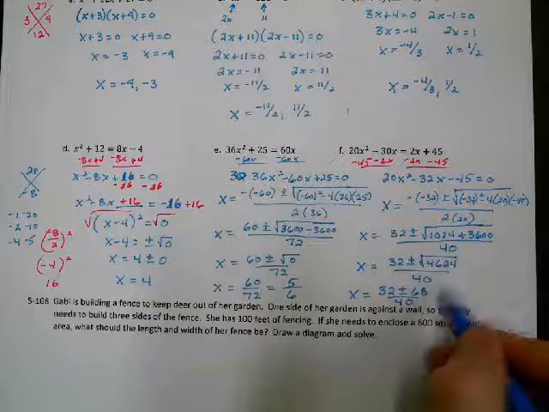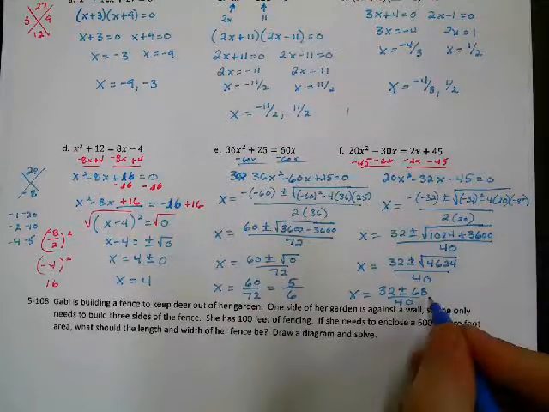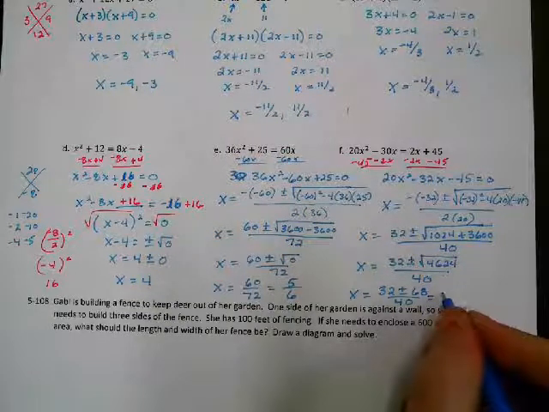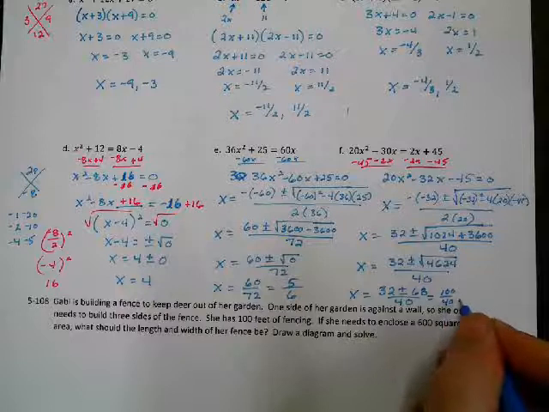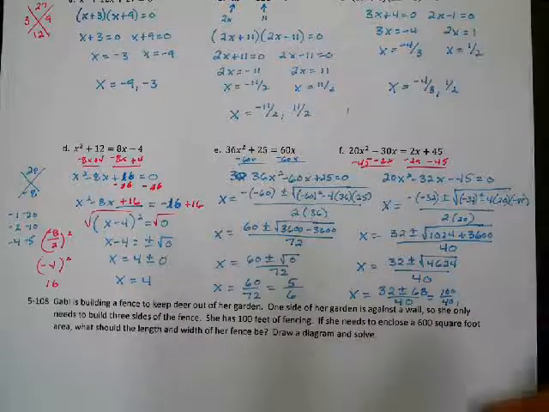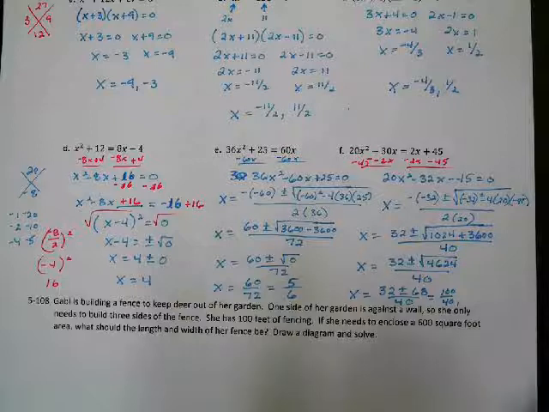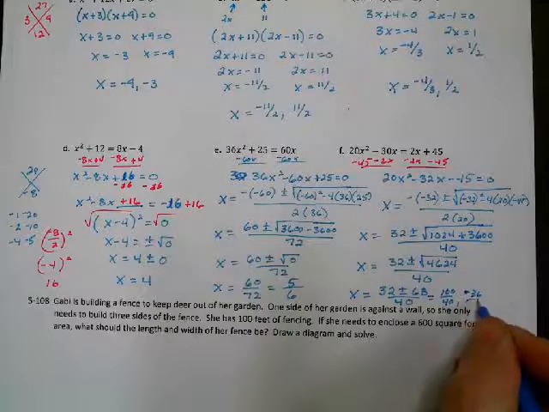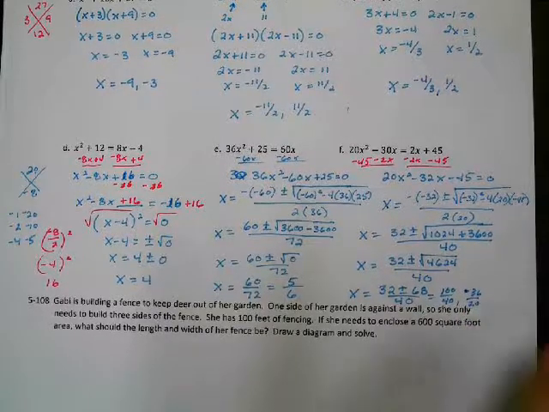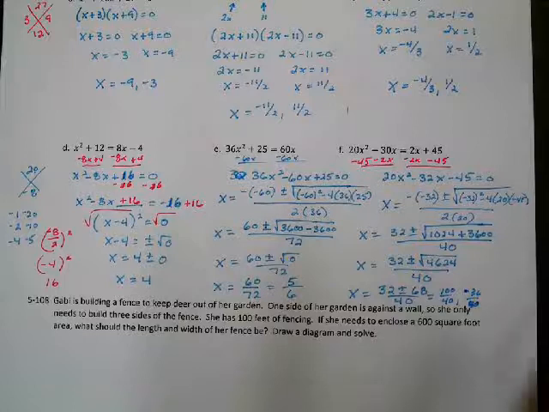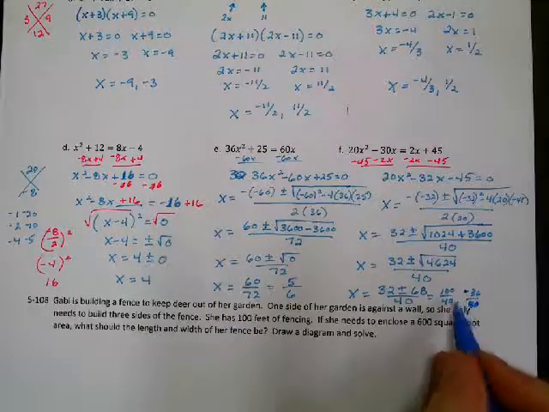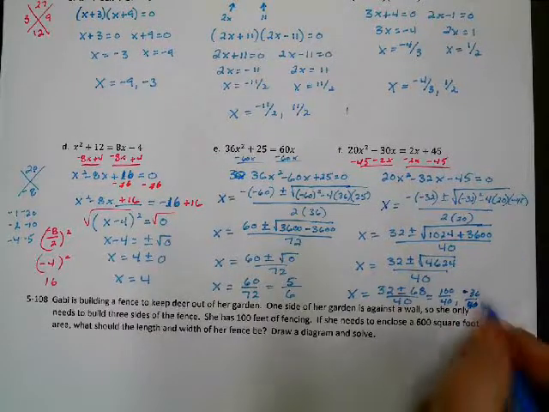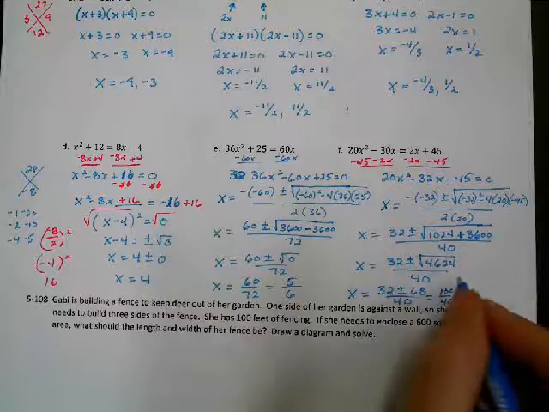So now I can check for my two answers. Negative 32 plus 68 is 36, over 40. Negative 32 minus 68 is negative 100, over 40. All right, I can reduce both of those. 100 over 40 is 5 over 2.